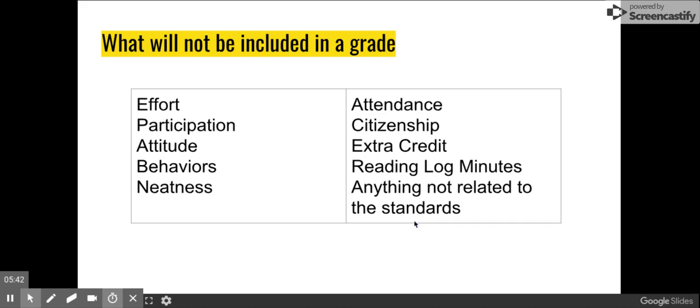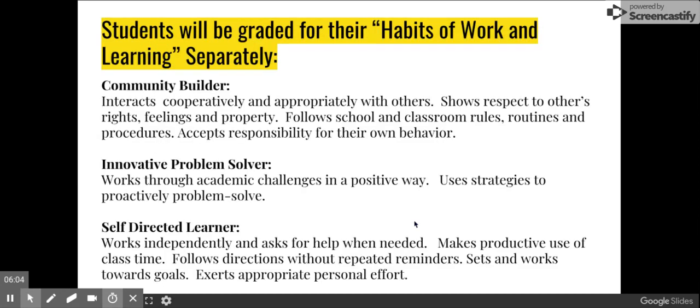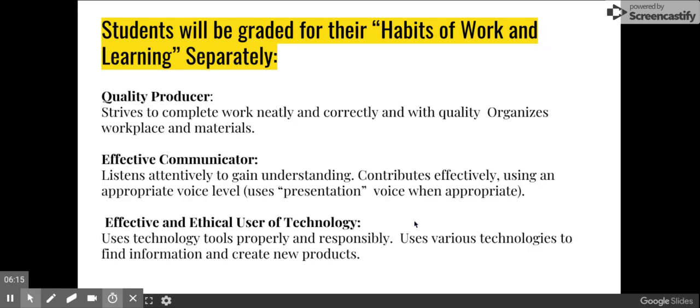One other really important thing to understand about standards-based grading is that in the score, we are not going to include effort, participation, attitude, behavior, neatness, attendance, citizenship, extra credit, etc. These are not related to students' progress with the standards. They are very important, and we understand that, but they belong with the habits of work and learning. This part of the report card is just as important as the academic score. With these 6 habits of work and learning, we're going to be reporting on students' effort, behavior, and attitude, and all of those things that make someone a successful learner.